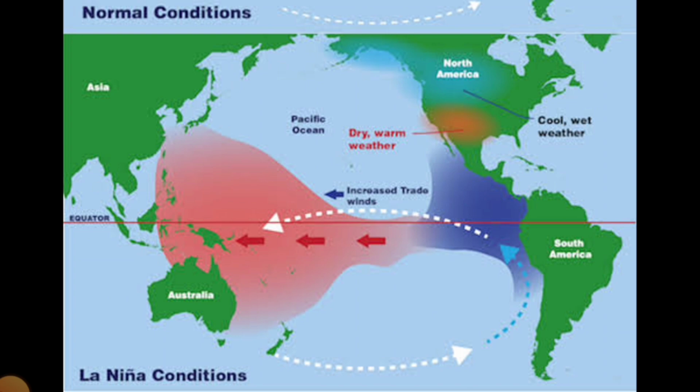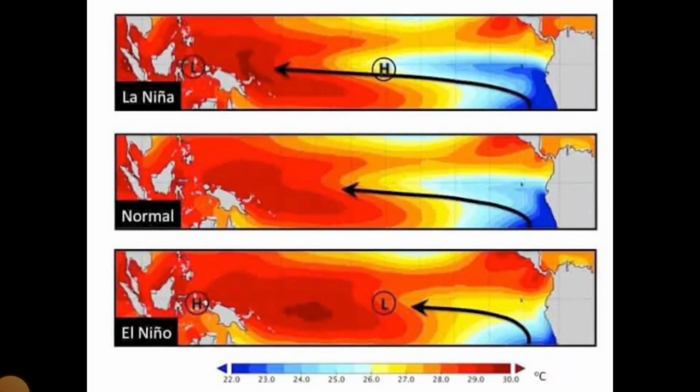So we'll again see, this is the normal condition, as you can see here, low pressure near Australia. This is the La Nina condition, an even more intense low pressure near Australia, and a high pressure near the Peru region and Chile region in South America.